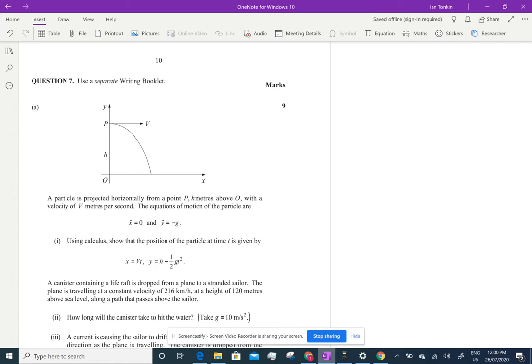Now, they start us off, it's projectile motion, and it's an unusual one because the projectile is not being projected from the ground, it's being projected from a height, and it's being projected without any angles. It's being projected horizontally, the velocity is purely horizontal.